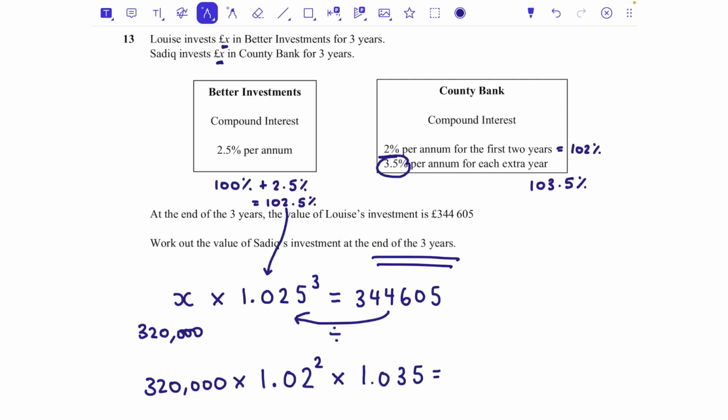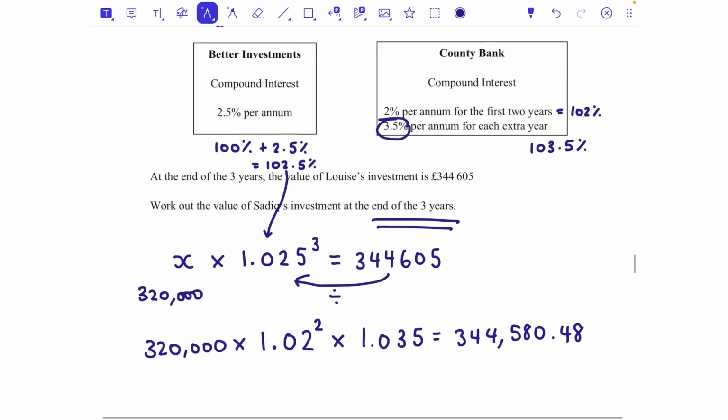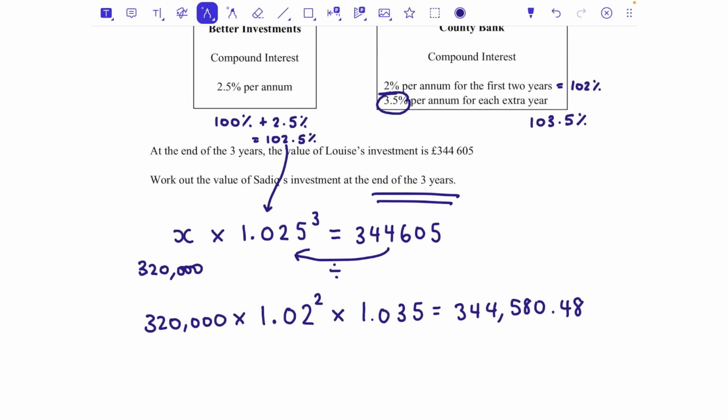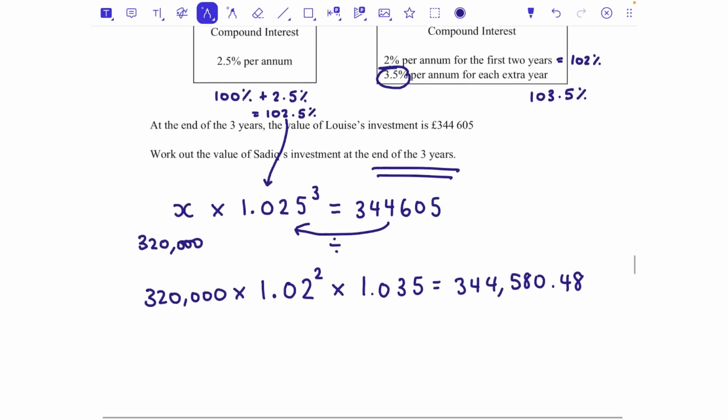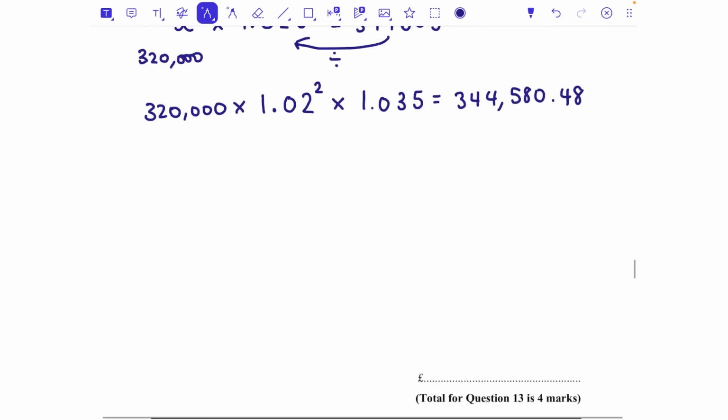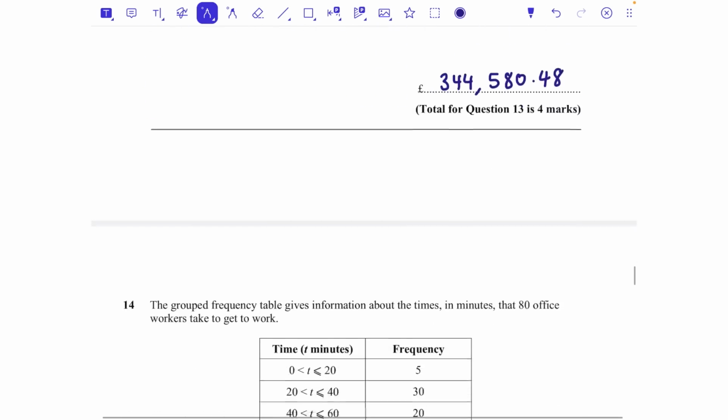You can do it in 2 parts if you want to, but I think it's easier to just do it all as one. So 320,000 times 1.02 squared times 1.035. And that gets us 344,580.48. And that's money, so I'm happy that it's 2 decimal places. If it was longer, I would round it to 2 decimal places because it's money. And that's it. Answer on the answer line, 344,580 and 48 pence.